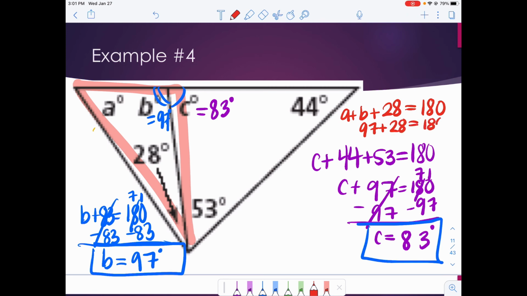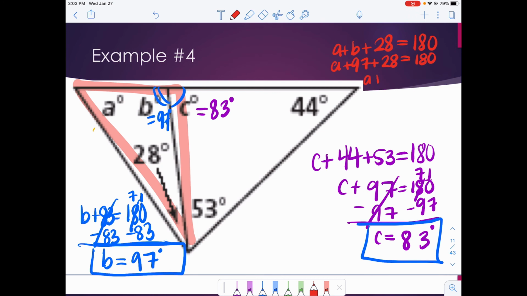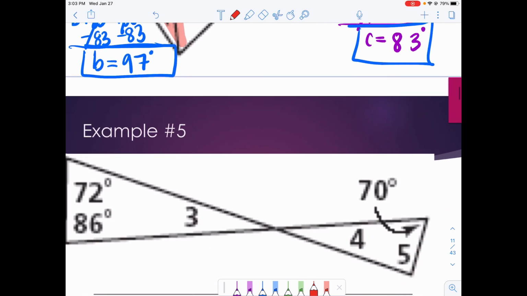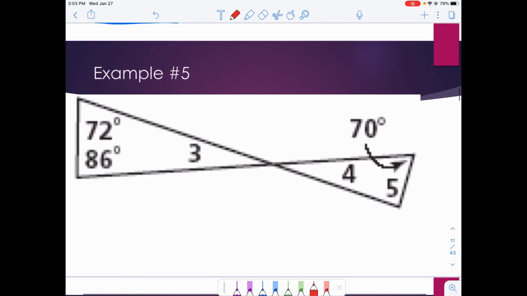And finally, find what A is. Add this information, and subtract that to get my A by itself. And A is equal to 55 degrees. All right. So there it is, A, B, C. All right. Let's go ahead and move on to this last example.